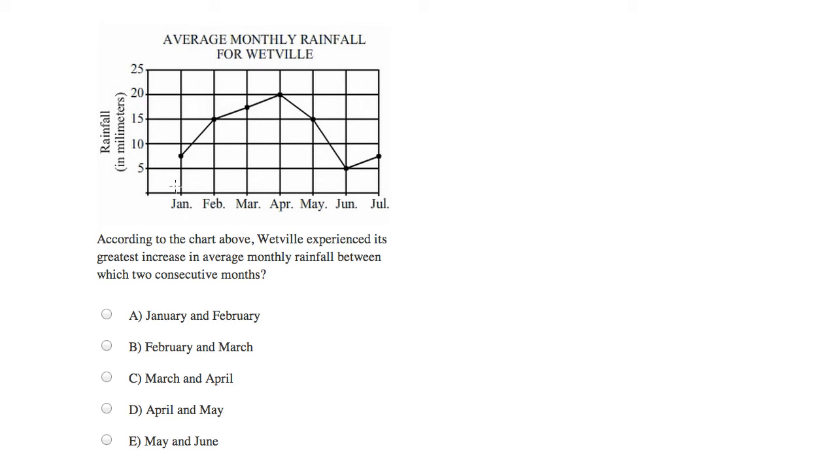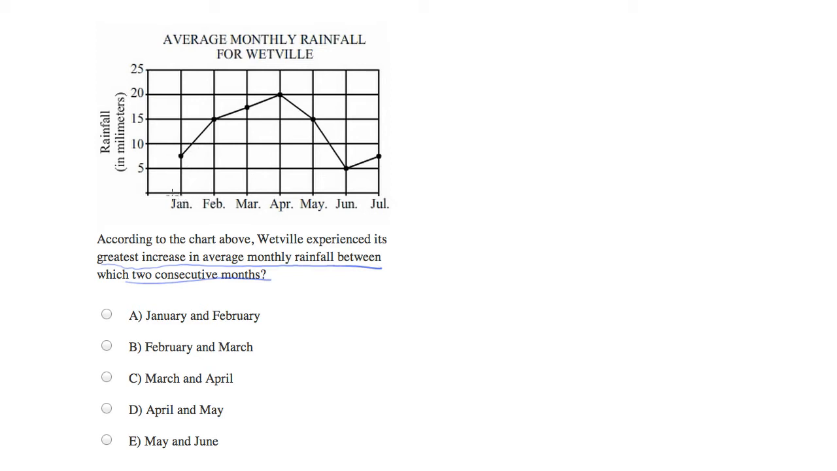This is the real Tom Rose, and we're calculating the greatest increase in average monthly rainfall between 2 consecutive months in a town called Wetville. Yeah, appropriately named Wetville. Now, the key here to calculating the difference between 2 consecutive months is being able to read this chart.